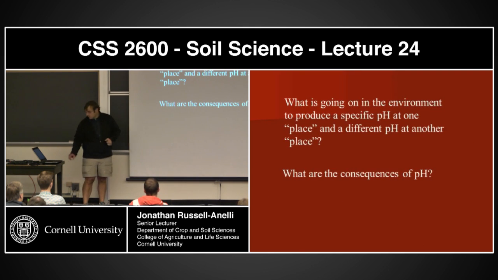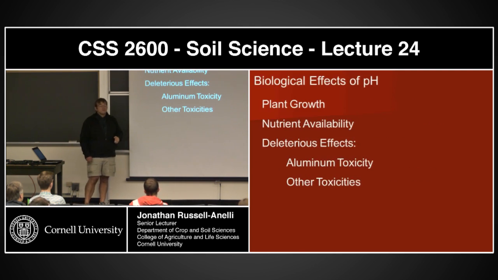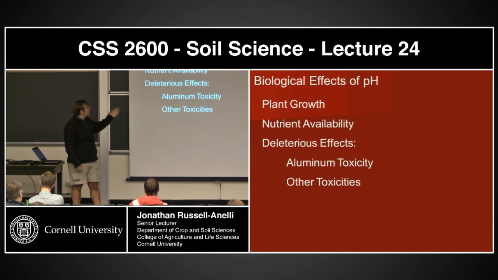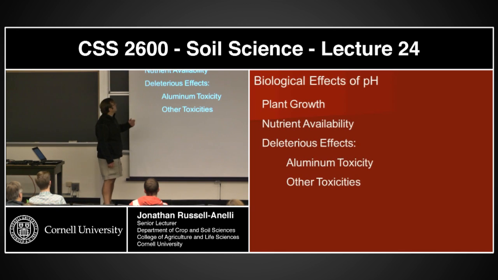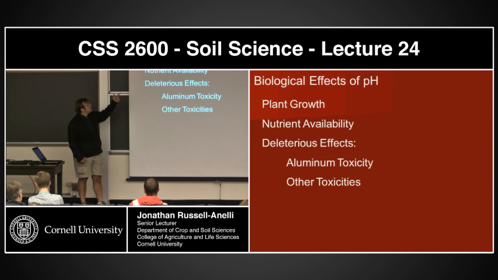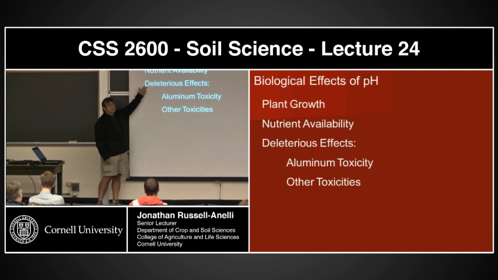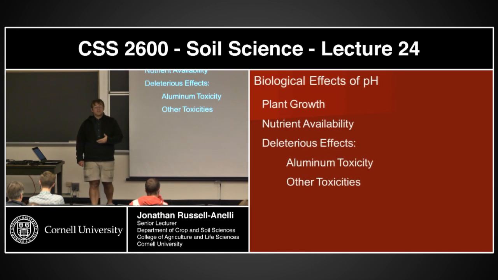So what are those consequences? There are a number of different consequences out there. I'm going to be talking primarily about biological effects, but there are a number of different effects out there. From a biological sense, plant growth, nutrient availability, as well as some deleterious effects, primarily toxicity issues. But some of those other effects, certainly as the soils get more acidic, what am I going to start seeing weathering-wise? I'm going to see an increase in weathering.